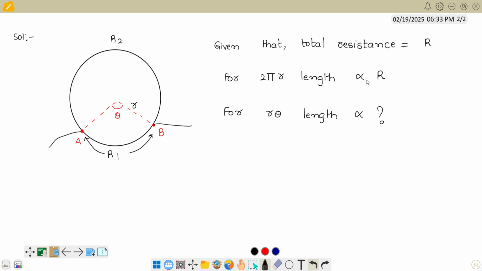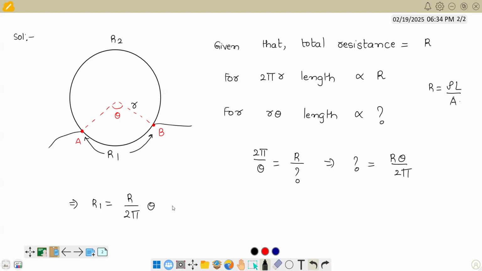You might wonder, how can I tell resistance is proportional to length? We know R equals rho L by A. Since the area of cross section and rho are the same, resistance is proportional to length. Divide both of them. You will get 2 pi by theta equals R by question mark. So directly the unknown resistance would be R theta divided by 2 pi. So based on this, we can write R1 is simply R by 2 pi, resistance per unit angle, into angle.